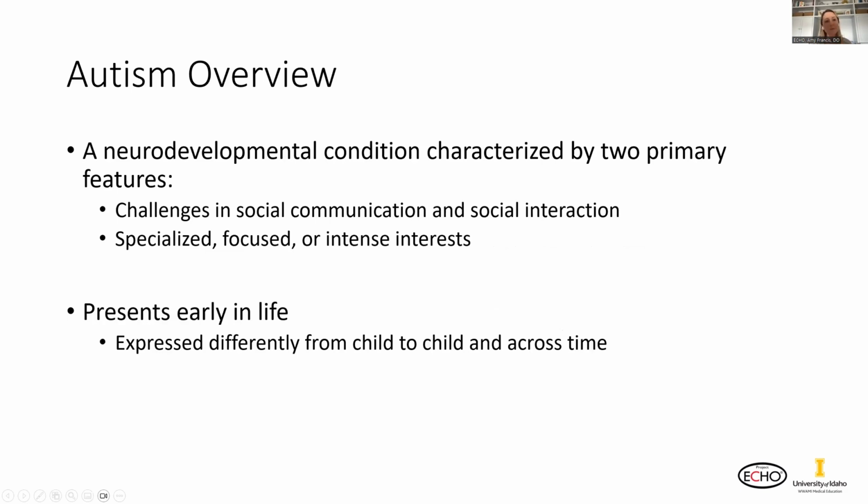So a quick overview. Autism is a neurodevelopmental condition characterized by two features, right? Challenges in social communication and interaction, and the presence of specialized focus and intense interests. It presents early in life, and really importantly, it's expressed differently from child to child and across time. Next slide.